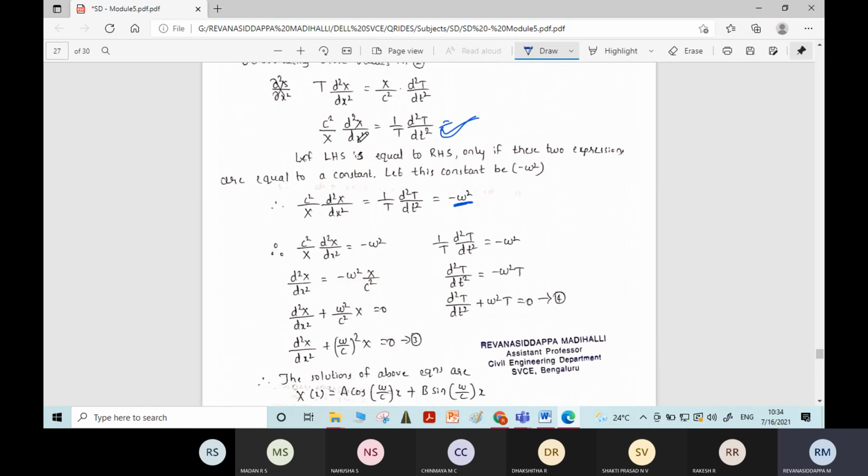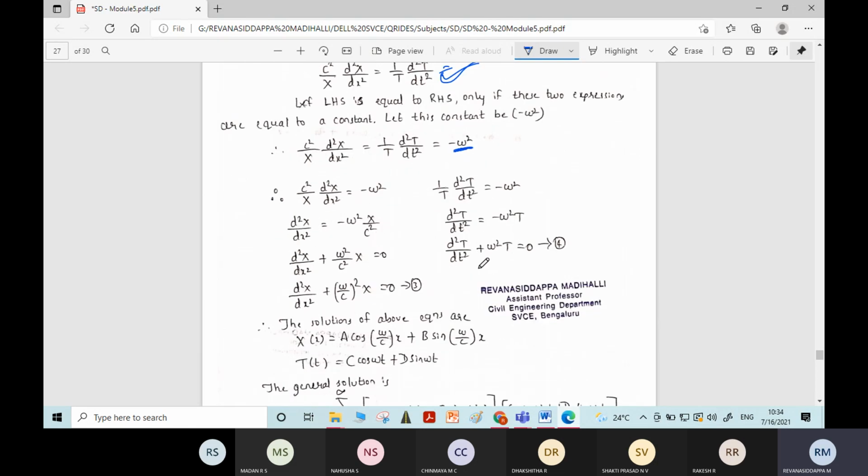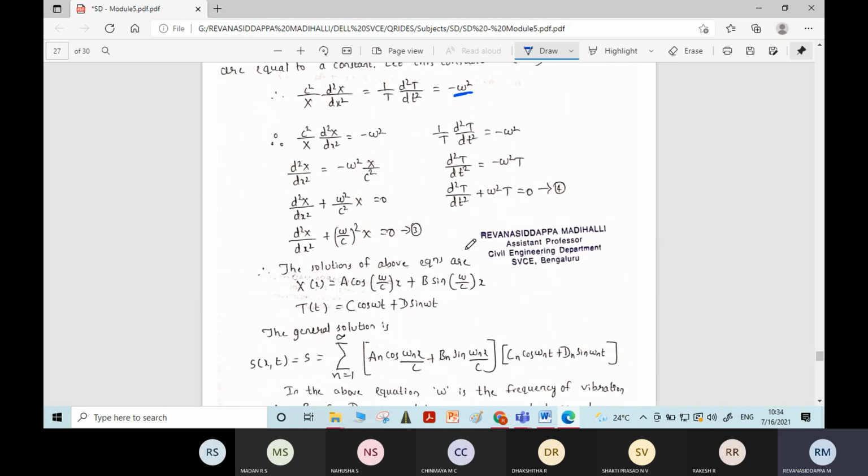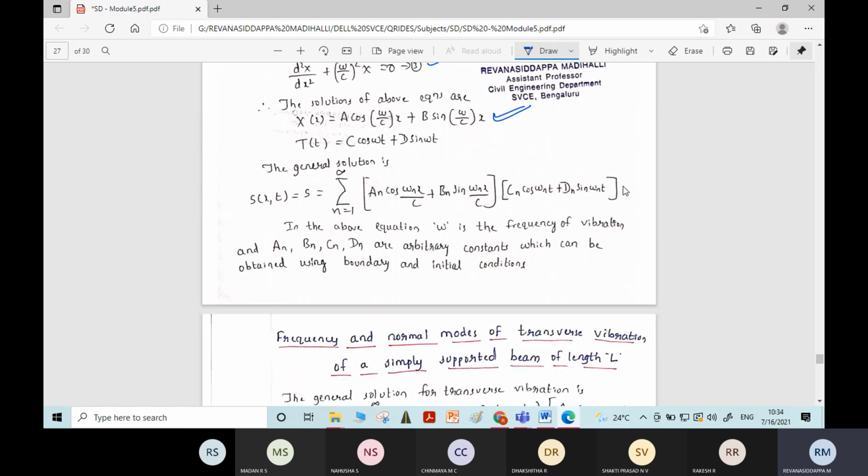Okay, now considering this term equal to minus omega square and the second term equal to minus omega square, again simplification is done, final simplification is done as equation 3 and equation 4. After doing this, finally the solution of the above expressions is written. This you need to remember, students. This solution you need to remember. Okay, this expression and the below expression you need to remember.